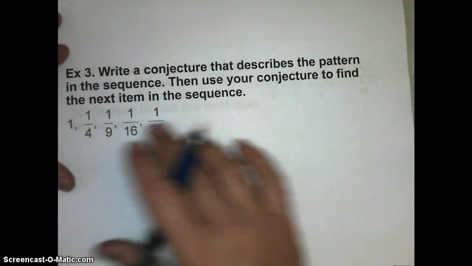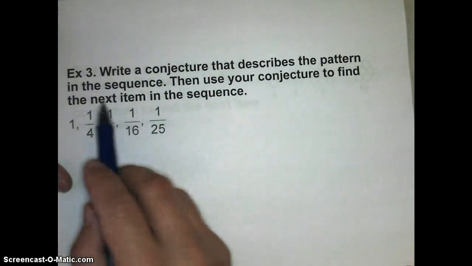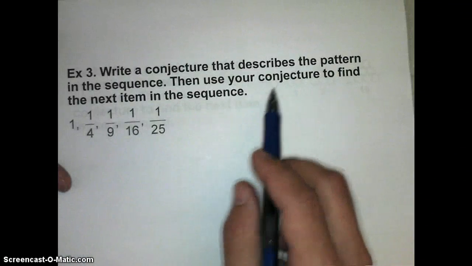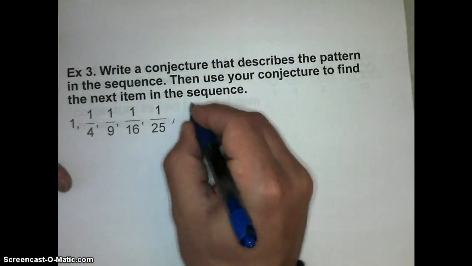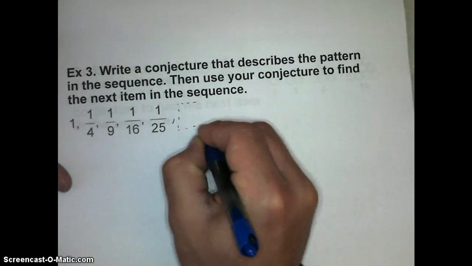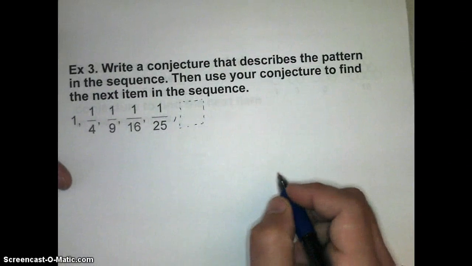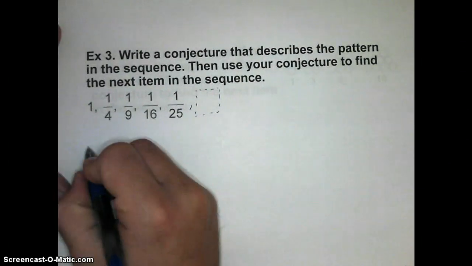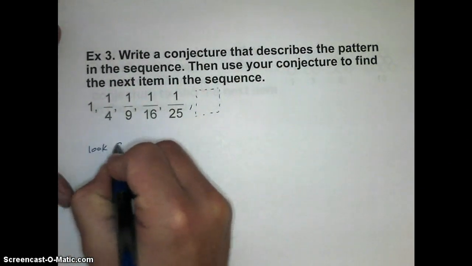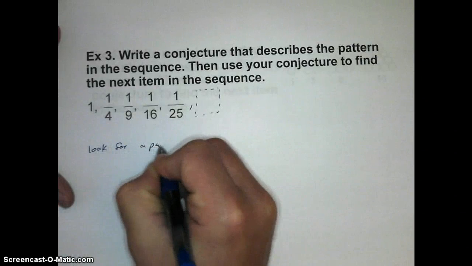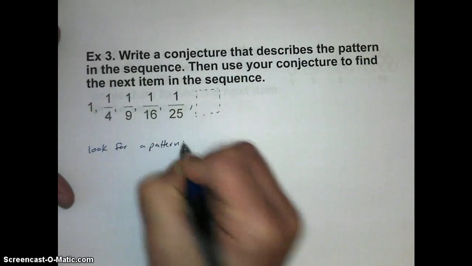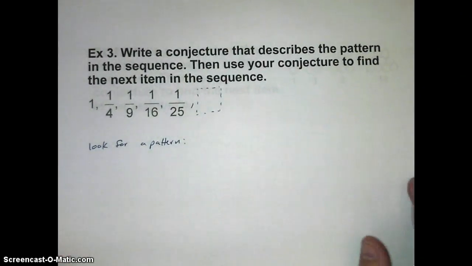Example 3, we're going to do the same kind of thing. We're going to write a conjecture describing this pattern and then use that conjecture to find the next number in that sequence. That's what we're looking for. So we want to start by looking for a pattern. Why don't you pause the video if you need some more time, but look at that for a little bit and see if you can figure out what the pattern is here.